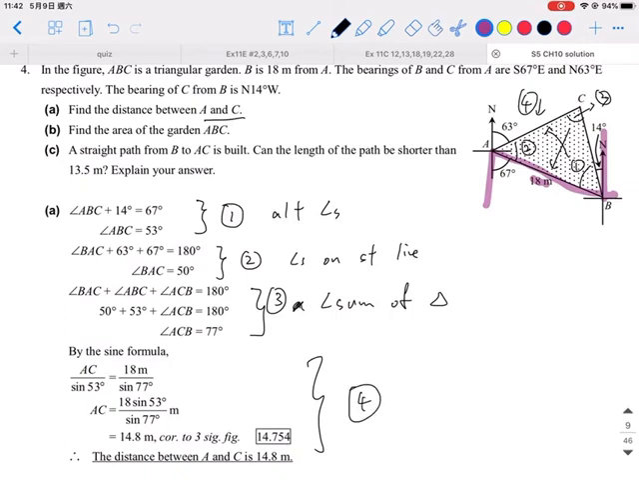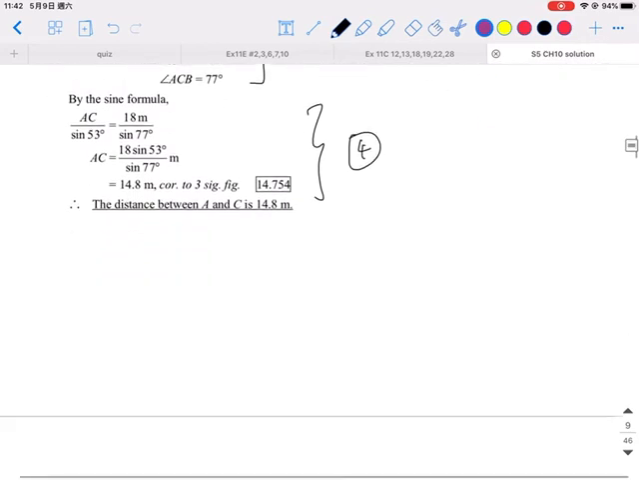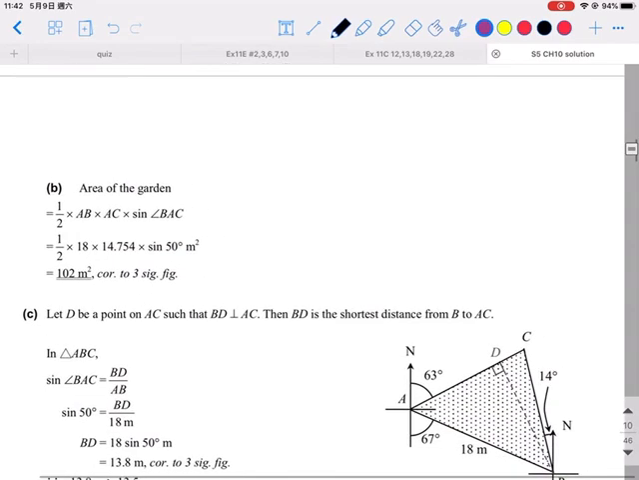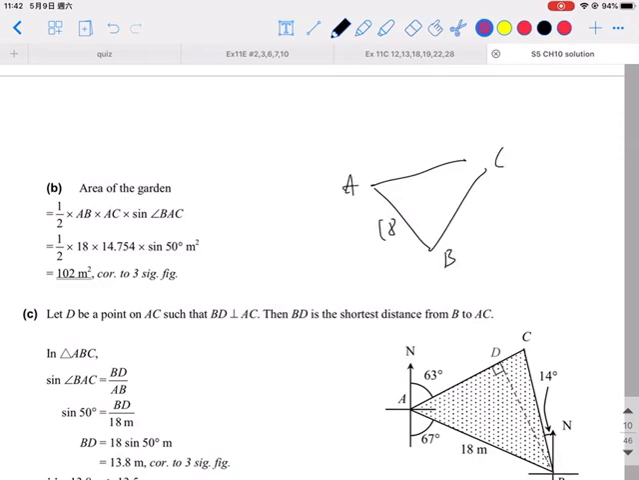So for part B, find the area of garden ABC. So let's move to the second part. Okay, I try to draw a figure for you. So last time we found AC, right? And this one is 18, AC is 14.8 something. And then this angle is 50 degrees. So we can apply the sine formula for area. Then you can get the answer of the area. So remember, use more digits in the intermediate values.